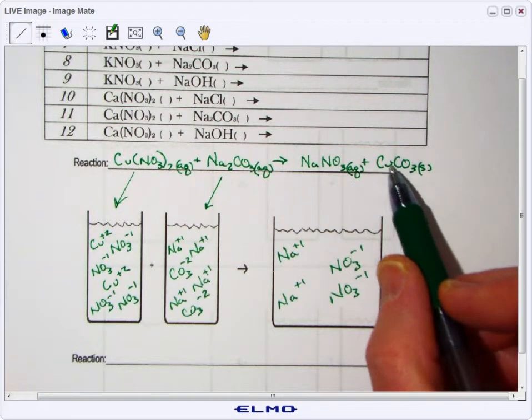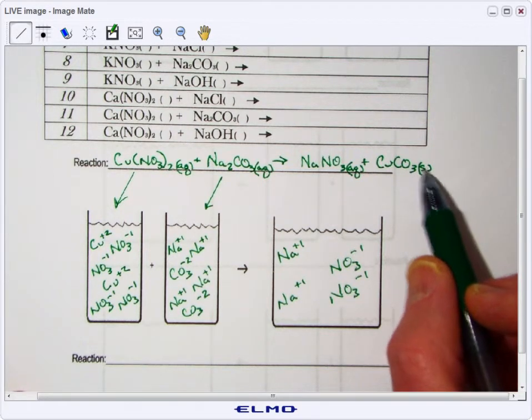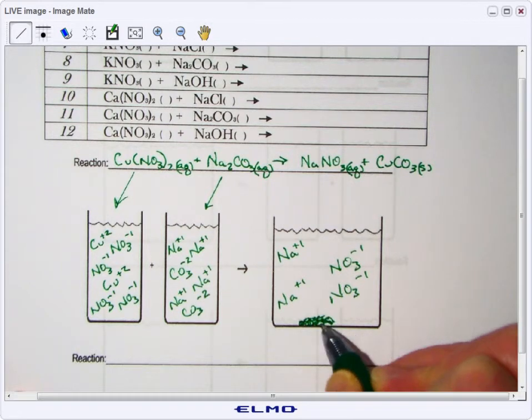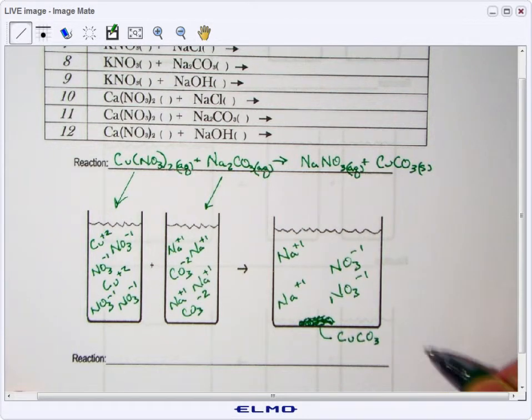What about my copper carbonate? Does it split apart or stay together? It stays together. That's why we have a little S here. That does not dissolve in water. So we'll draw a little pile of stuff down here, and we will label it copper carbonate because it's a solid. So all we're trying to do is draw what is going on. Okay, if it's aqueous, we split them apart. If it's a solid, you keep it together. Questions on that?